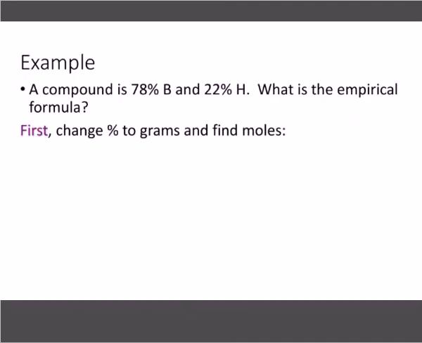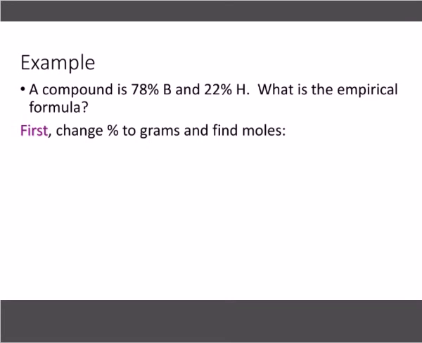So let's just jump in to a problem. We'll kind of work out what it means to do each one of these steps. So page 8 in your notes. Here we go. Example number 1. So it says a compound is 78% barium. I'm sorry, not barium, boron. It's a Monday. Holy cow. 78% boron and 22% hydrogen. What is the empirical formula?